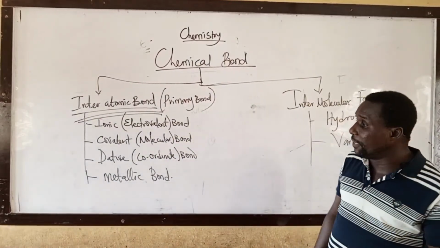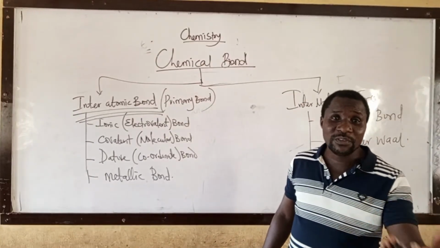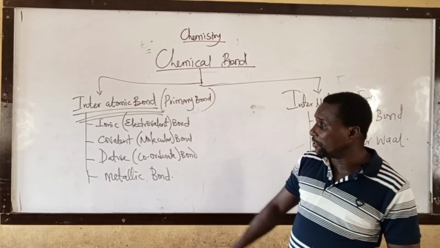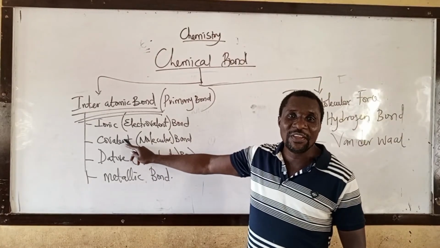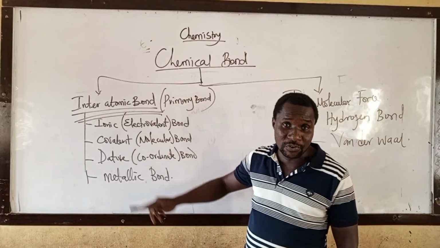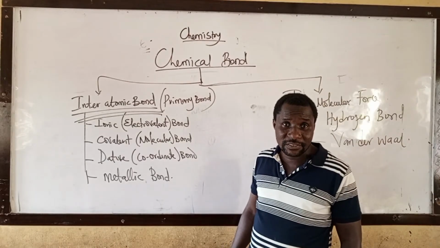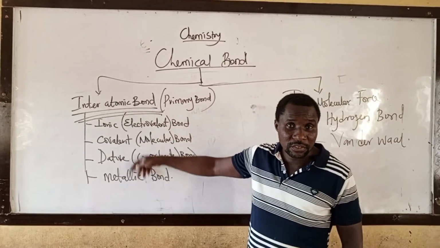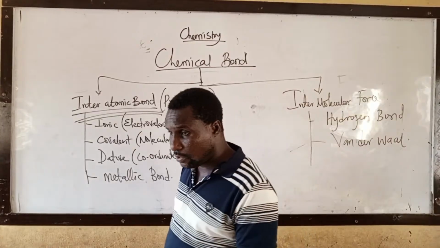Then some people debate, among these interatomic bonds, which one is the strongest? You can't say a particular one is stronger than another. Some people say ionic bond is stronger than covalent bond, but there are some covalent substances that are stronger than ionic. For example, diamond is the hardest substance. This depends on the compound. You can't say one is stronger than another. Just take note of that.